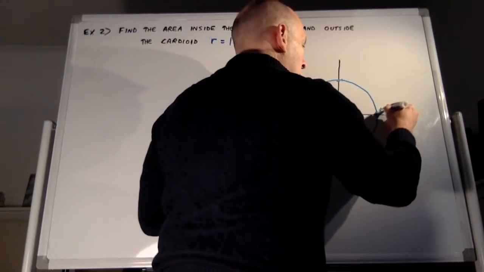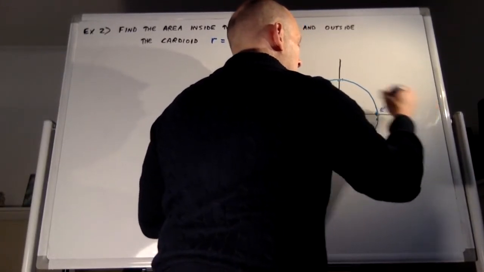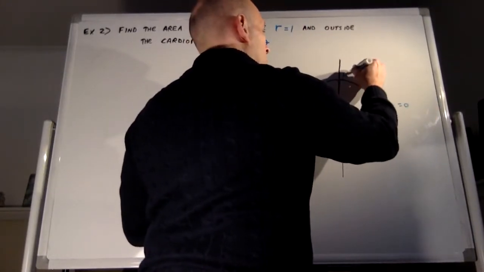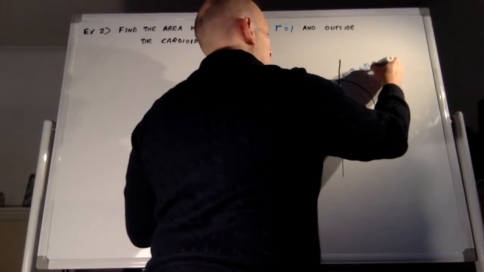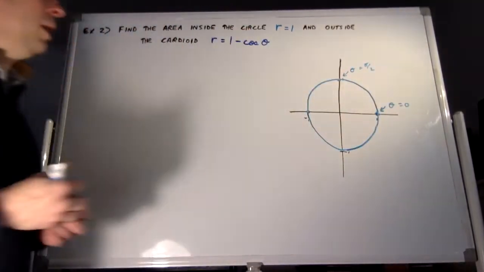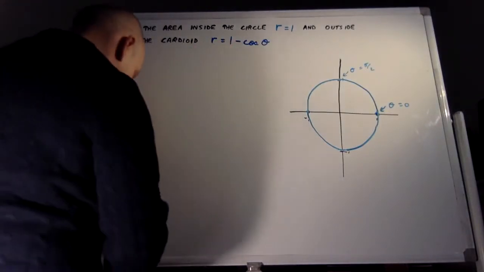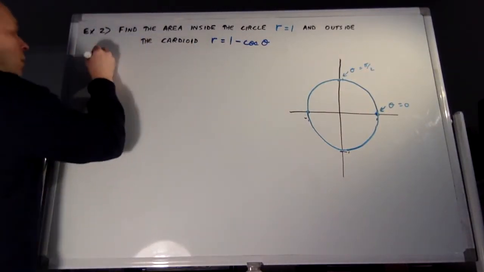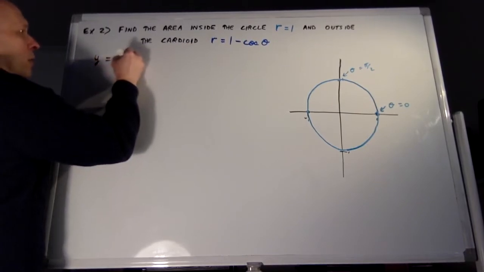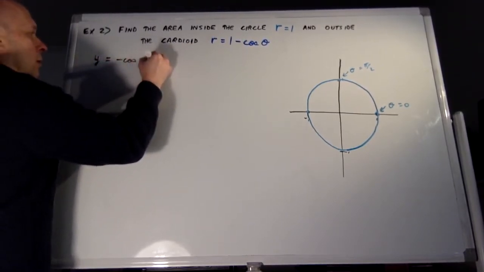Like, when were we here? We were there when theta was 0. When were we here? When theta was pi over 2. And so on. So we need to keep that in mind for these polar curves that we're drawing here. All right, r equals 1 minus cosine theta. Once again, we should be able to do that pretty easily. That's the same thing as y equals negative cosine x plus 1.